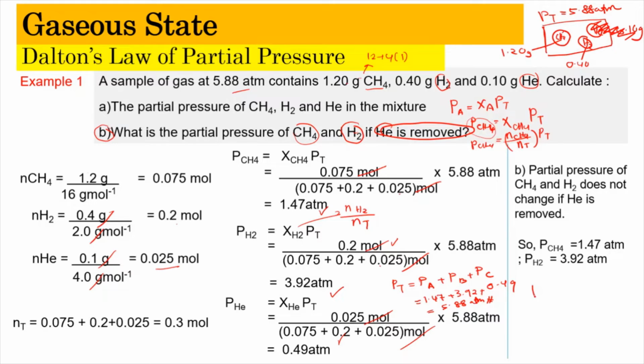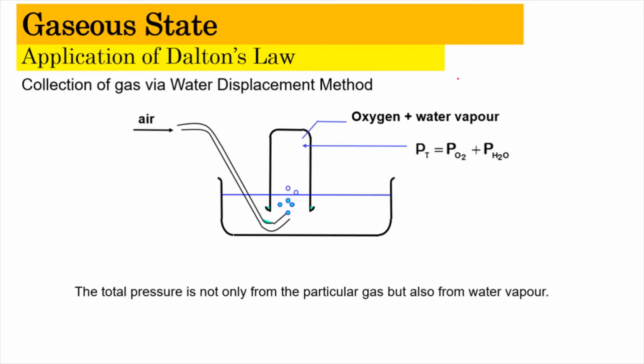What changes is the total pressure. So the total pressure will only be left with 1.47 plus 3.92 atm. So this is what is left in the total pressure, but each component is not affected by the others. All right, now we're going to look into the application of Dalton's law.